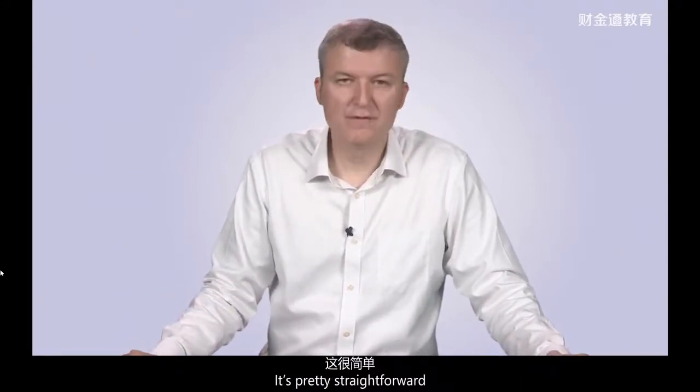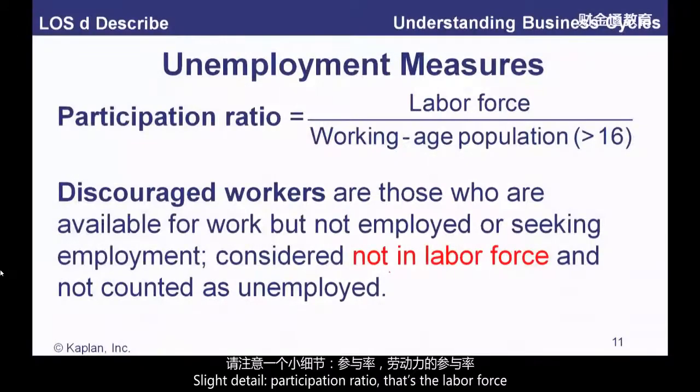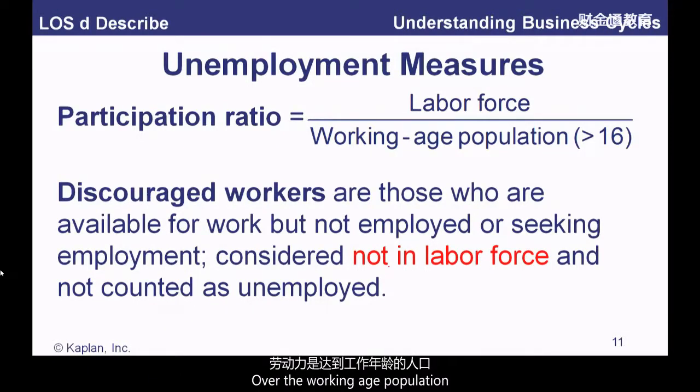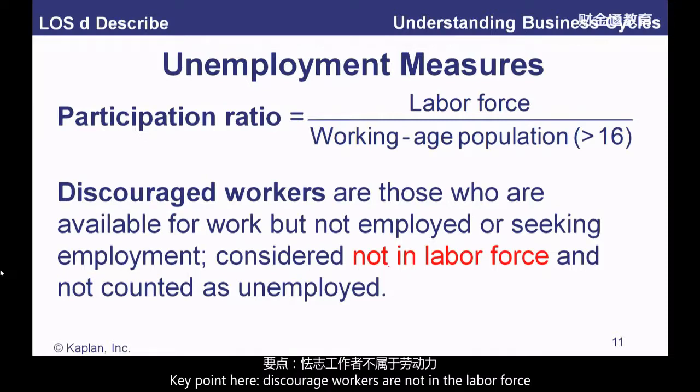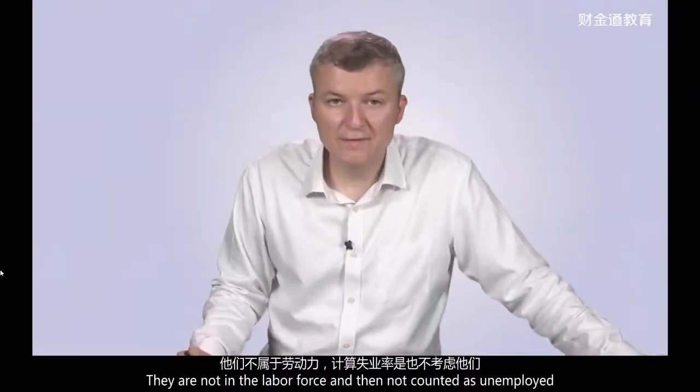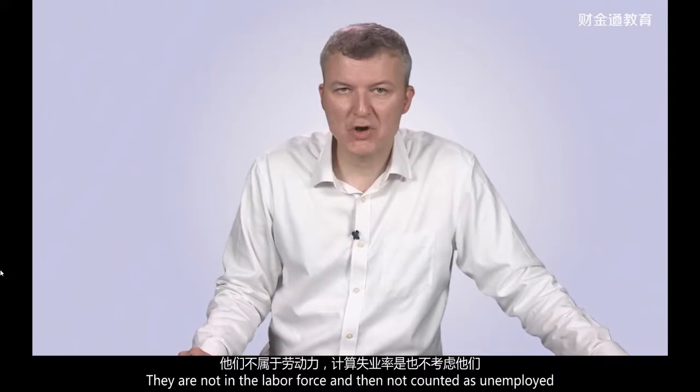It's pretty straightforward. Slightly more detail, the participation ratio, that's the labor force. So remember what the labor force is from the previous slide, over the working age population. And that's taken to be over 16 years old. Key point here, discouraged workers are not in the labor force. So they're available but not trying to get a job. They're not in the labor force and they're not counted as unemployed. So be careful.